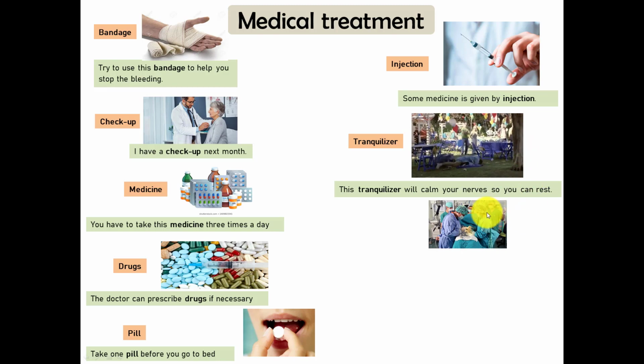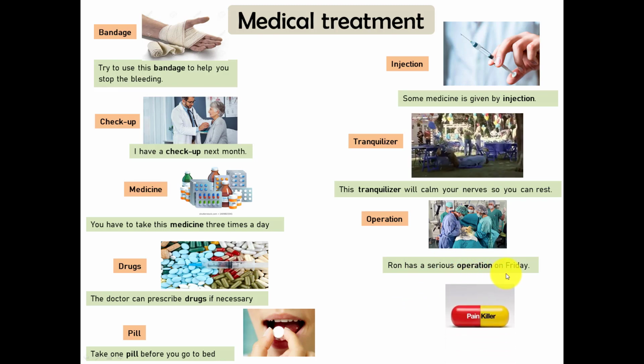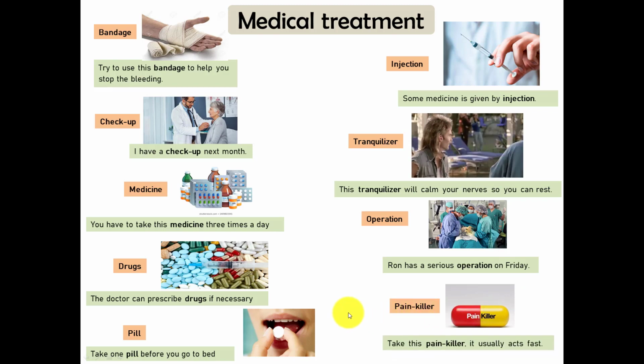Next picture. Good. Operation. Operation. For example, Ron has a serious operation on Friday. Last one. Painkiller. Painkiller. For example, take this painkiller, it usually acts fast. So let's see to what extent your memory is good to remember these medical treatments.